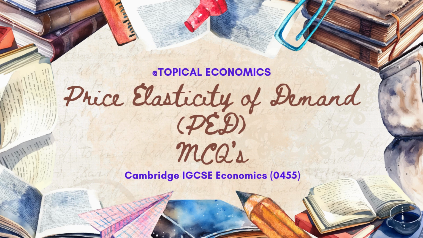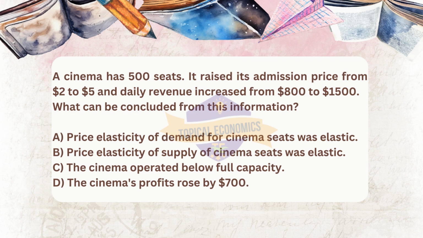Let's get started. Starting with the first question. A cinema has 500 seats. It raised its admission price from $2 to $5 and daily revenue increased from $800 to $1,500. What can be concluded from this information?